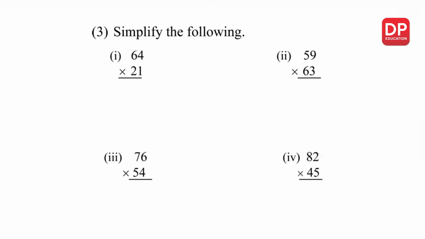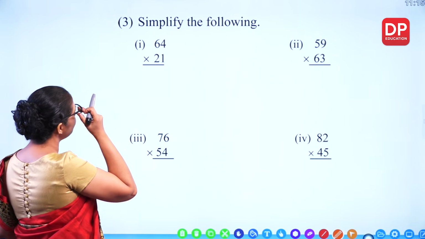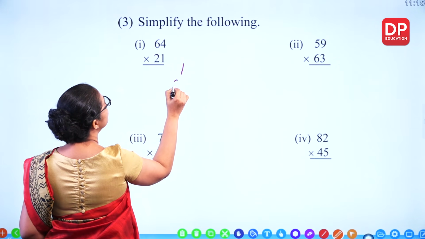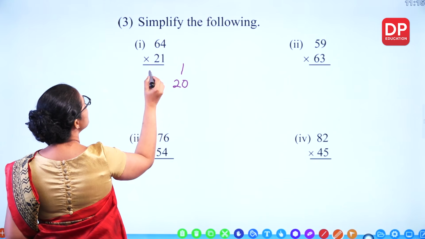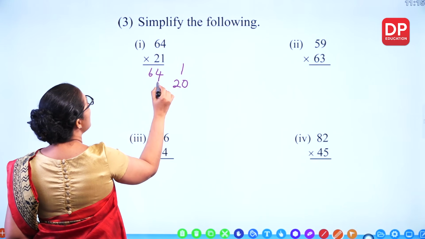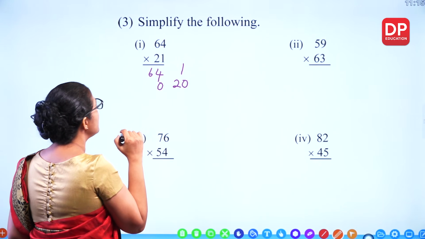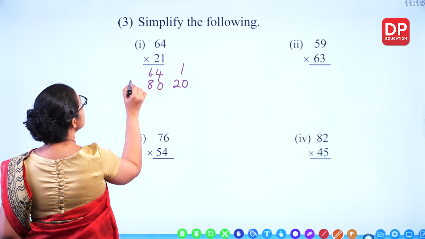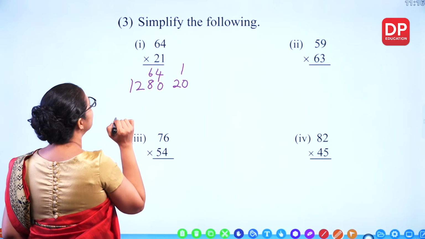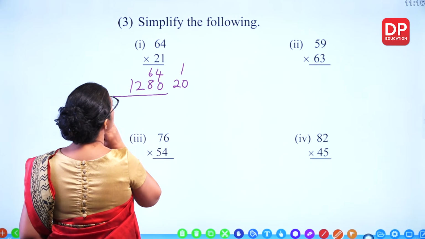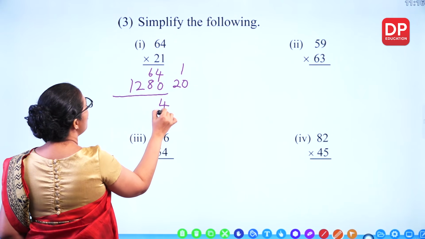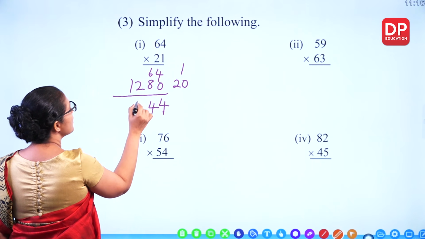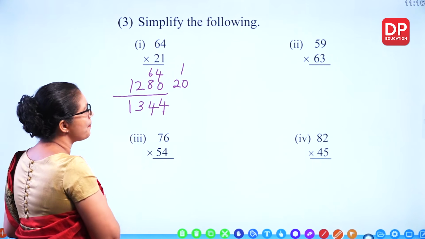Simplify the following. So that's again multiplication. How you get 21? 20 and 1. So 1 times 64, you get 64. And how you multiply by 20? Put a 0 and multiply by 2. 2 times 4, 8. 2 times 6, 12. Now add it. So you get 4, 8 plus 6, 14. 1 remaining. 2 plus 1, 3 and 1 here.